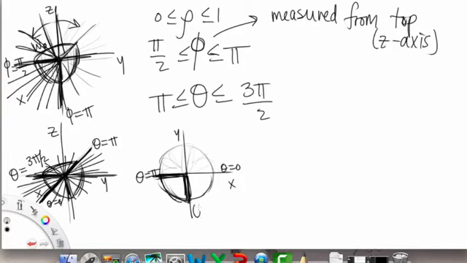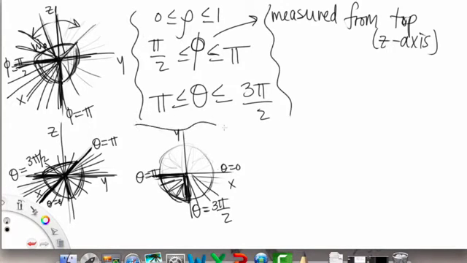And then the second limit is 3 pi over 2, because that's where you would cross back into not hitting the region at all. Okay, so now we have our bounds, and this is pretty much the most important part of any kind of integral problem.